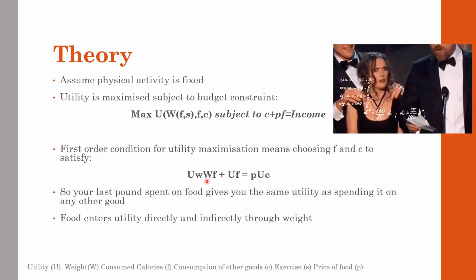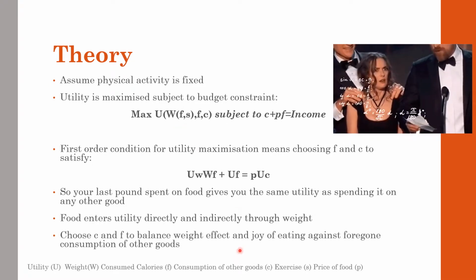Now one thing to note with the equation on the left hand side here is it basically says that food enters utility directly and indirectly. It enters directly because you have this function UF, and that is the direct utility you get from eating food, and it enters indirectly on this side here, WF. Now note, with weight, because this is the utility associated with weight, food enters indirectly because food determines your weight, and therefore it determines your utility associated with your weight. And what this equation is basically trying to say is that every individual will maximize their utility, and they will choose consumption of food and consumption of other goods in a way which does so.